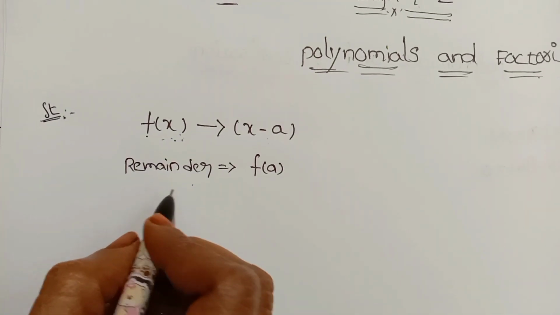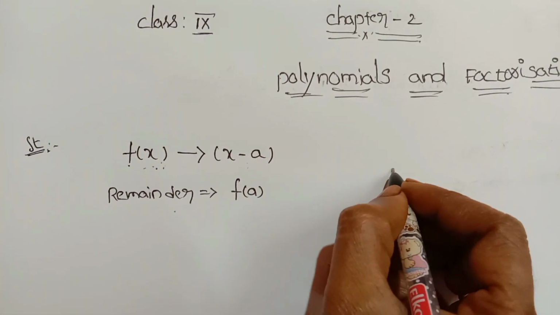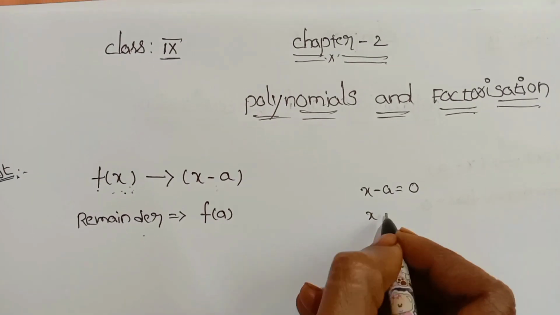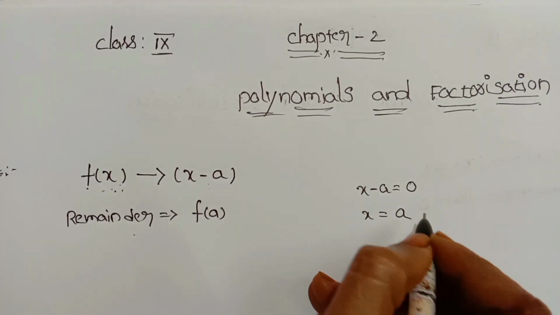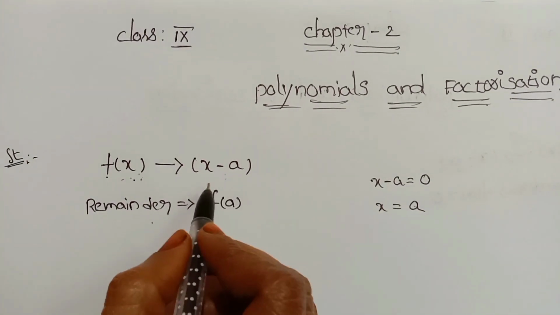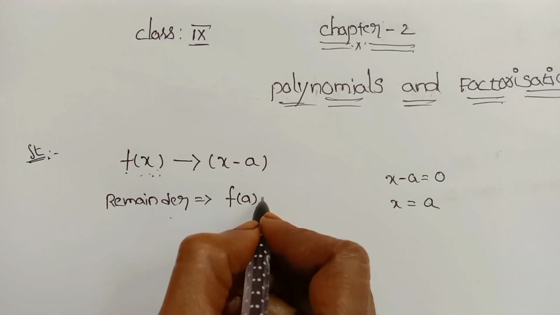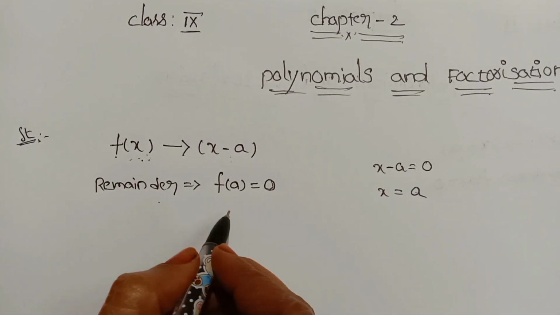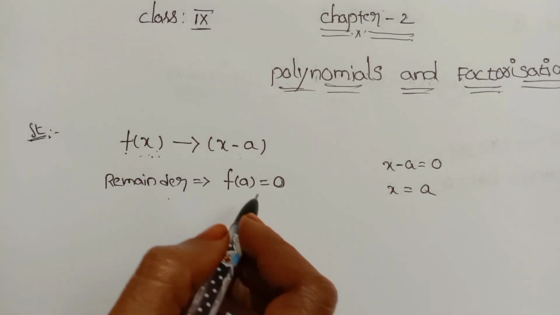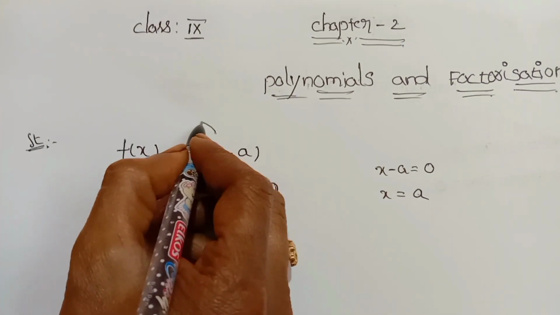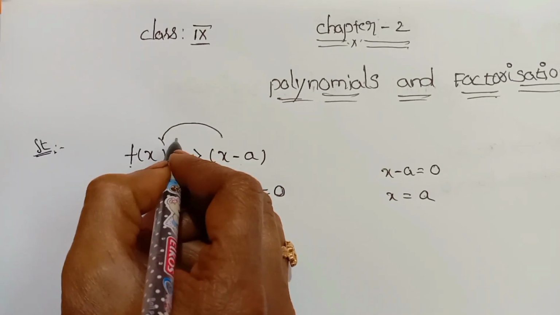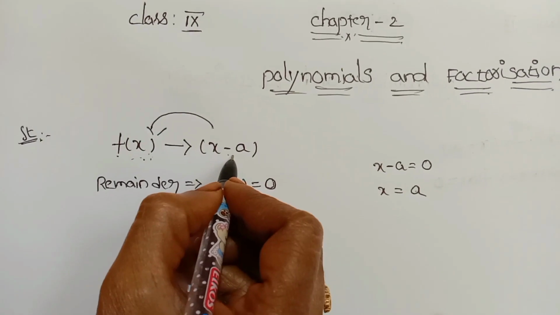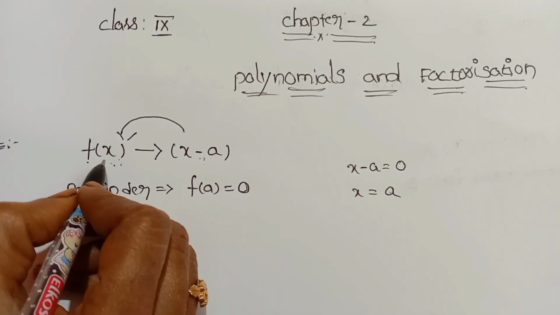If a is a zero of the polynomial x minus a, that is x is equal to a, you substitute it in place of x and you will get f of a is equal to 0. This is the factor theorem. x minus a is called one of the factors of f of x.